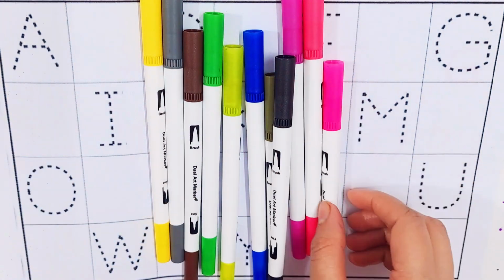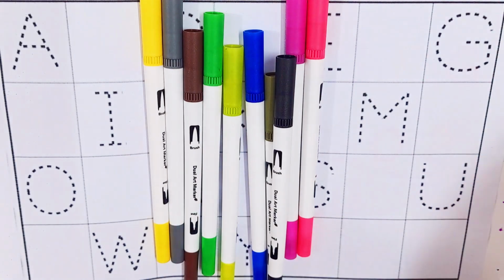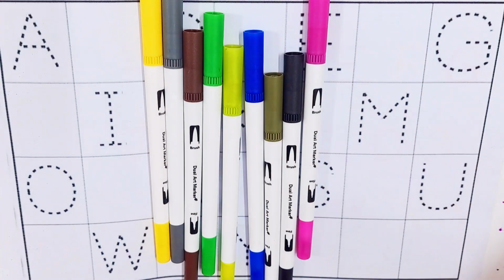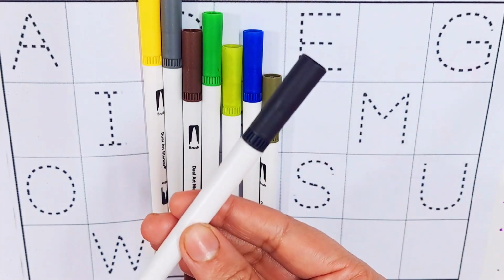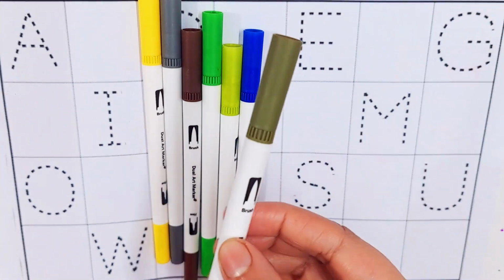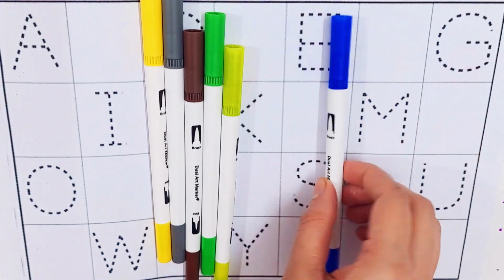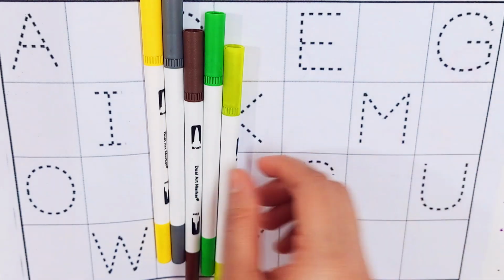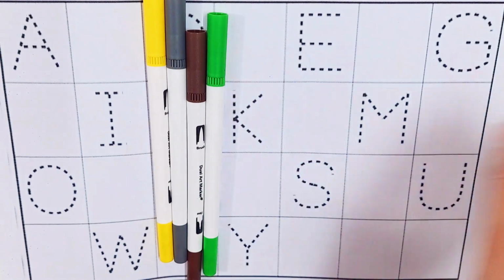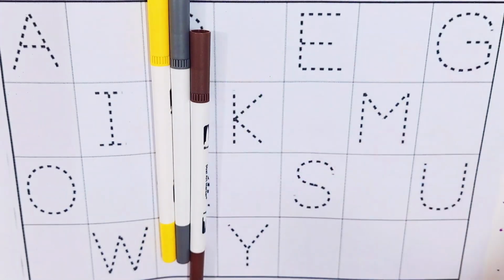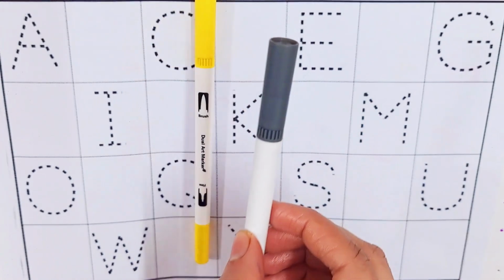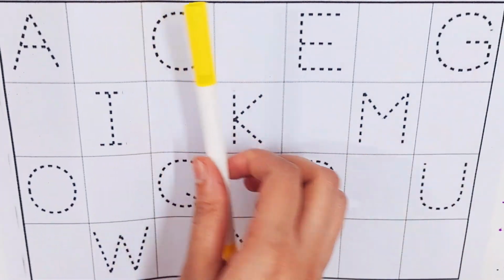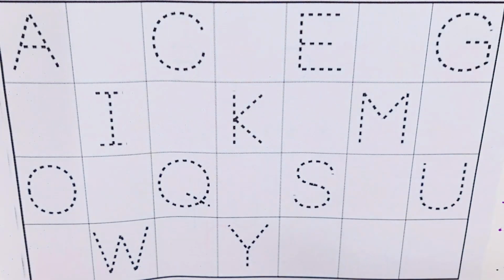Red color, purple color, pink color, violet color, black color, olive color, dark blue color, lime color, green color, brown color, gray color, yellow color.